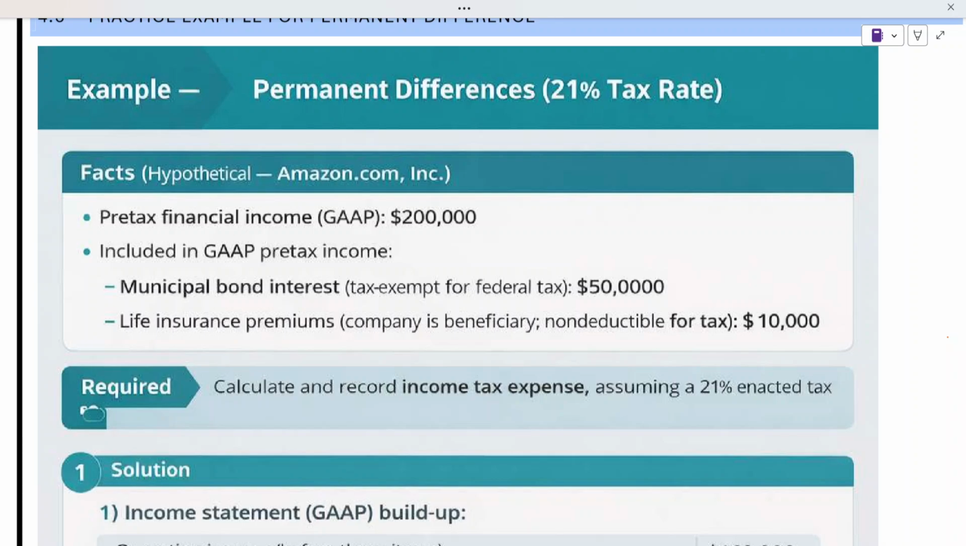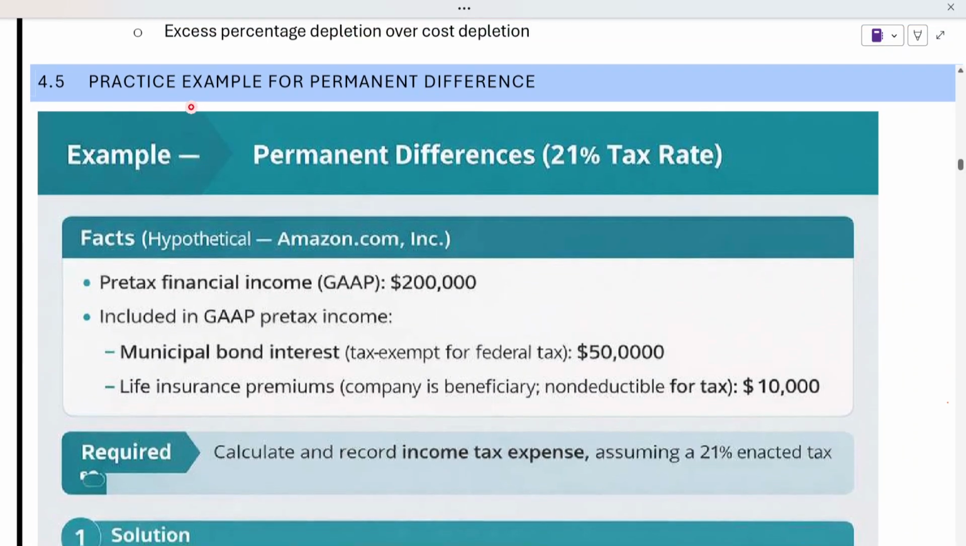Okay, so now let's try to understand a practical example for permanent differences where the tax rate is 21%. This is a case of Amazon Incorporation whose pre-tax financial income as per GAAP is $200,000. This GAAP pre-tax income is income after adjusting for the following, which means the company has earned municipal bond interest which is tax exempt for federal tax.